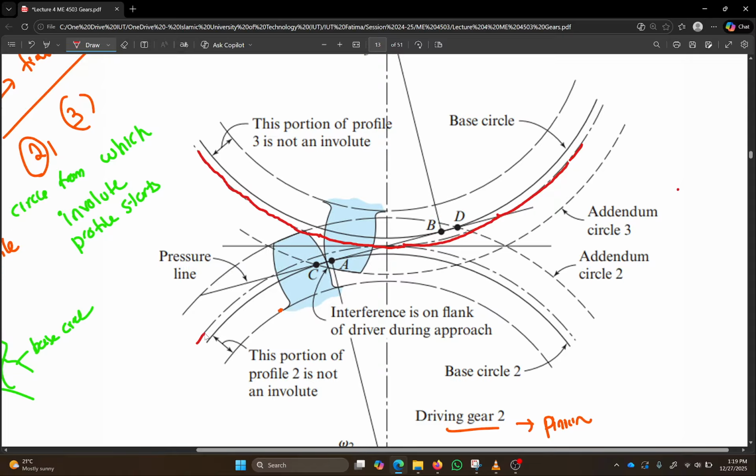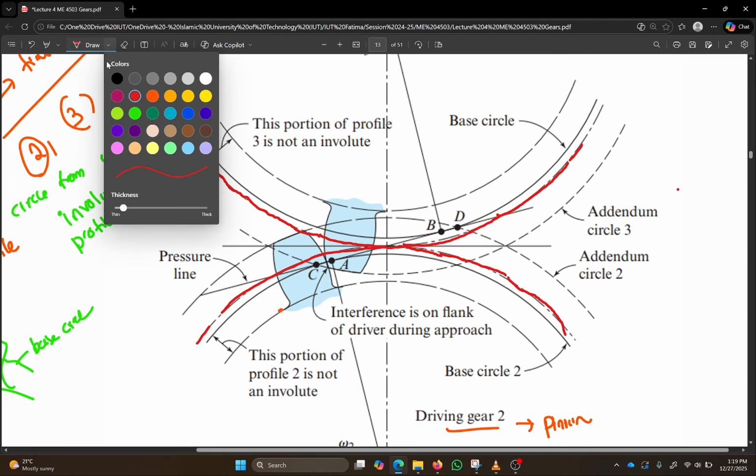This is this one. And you can see how the pitch circles of the two gears are in contact, right? They're always in contact, they're tangent, and this is the imaginary circle.